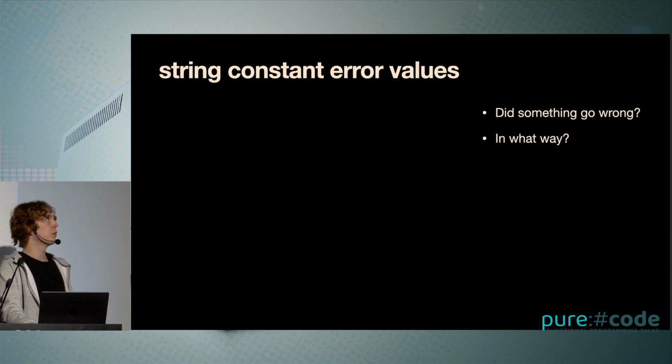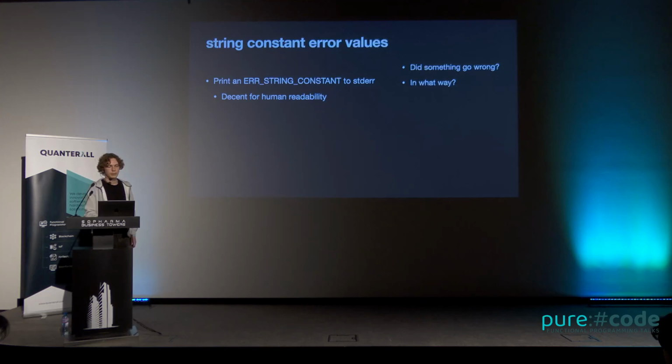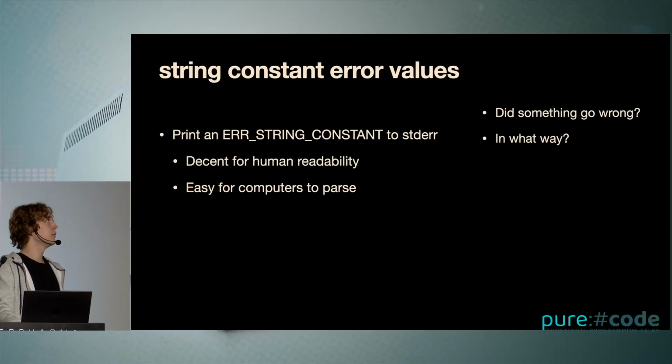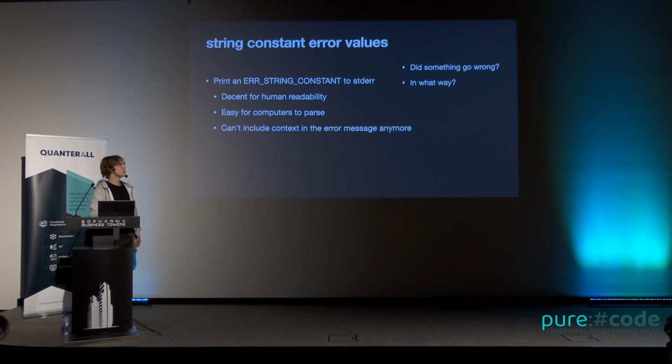A way to make it easier to parse these values for computers and still make them kind of readable for humans is to print these error constants. So you have a predefined set of error values which are kind of human readable. And these are quite easy for computers to parse. But you can no longer include arbitrary data in your error message. So you can't tell anyone what string constant you had an error with.